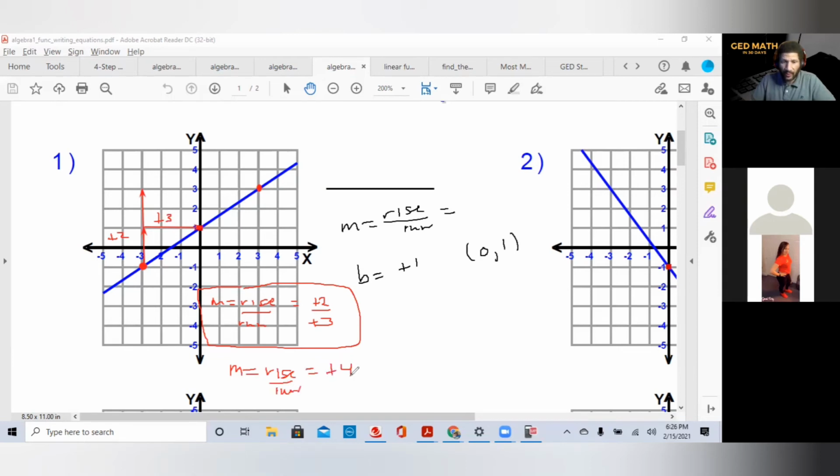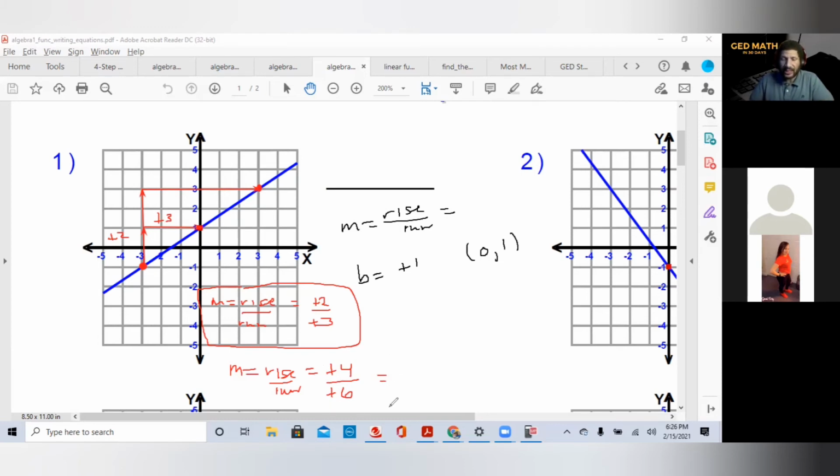My rise is +4. And then how can I get to my second point? I didn't have to go to the right... 1, 2, 3, 4, 5, 6. So since I went to the right, that's a +6. Hold on, that's not the same slope. 2/3 and 4/6. Is that the slope? Are they the same slope? I'm a little confused. You just said they're the same, but they look different to me.